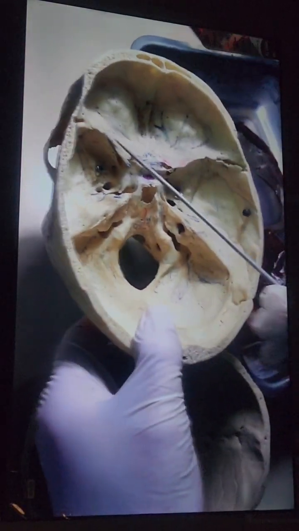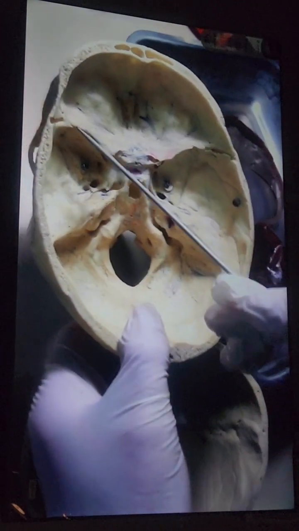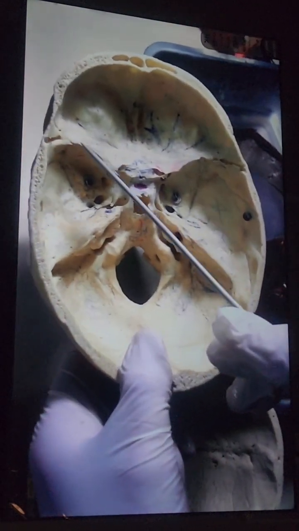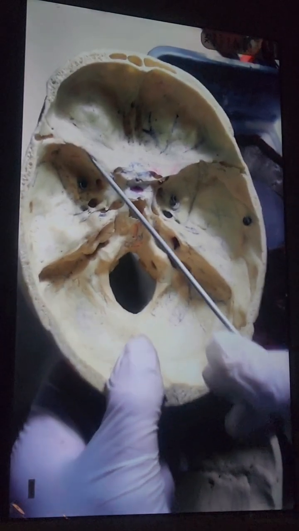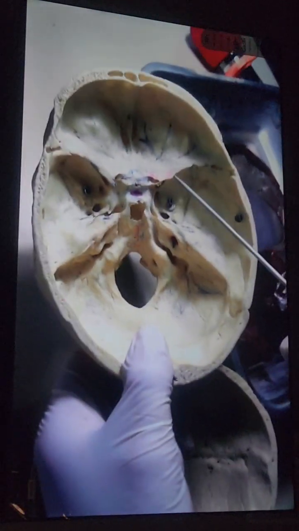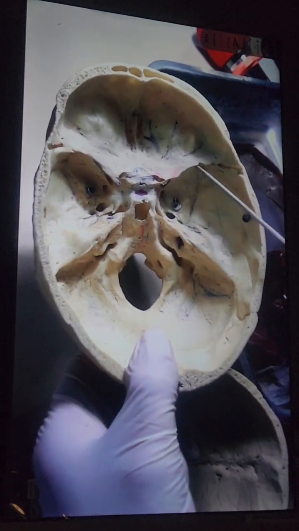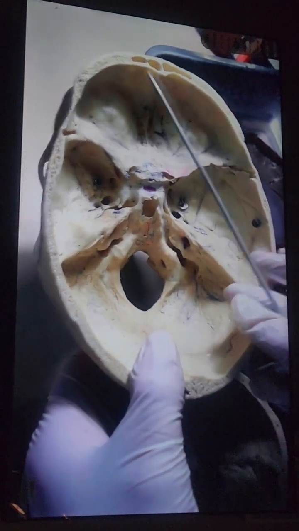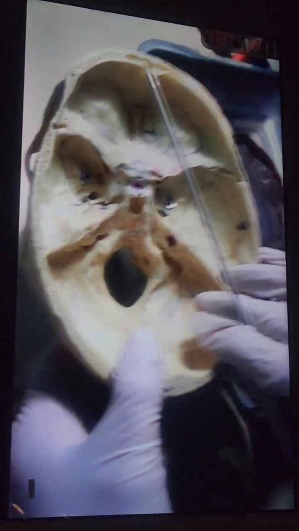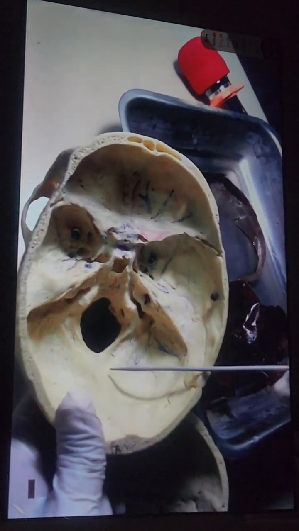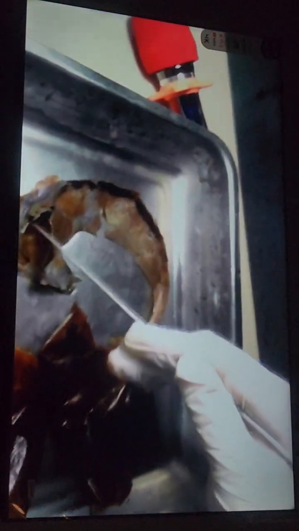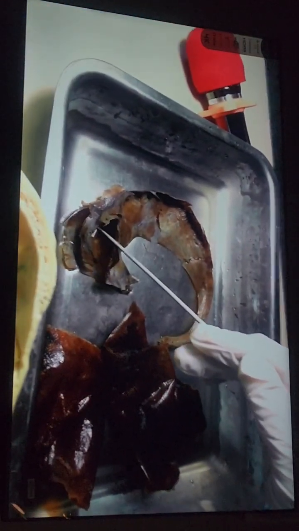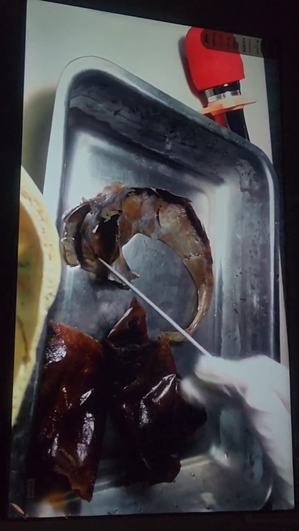The sphenoparietal sinuses here, this is the site of the sphenoparietal sinus on the lesser wing of the sphenoid bone on both sides. The occipital sinus, as I mentioned here, lies in the falx cerebelli.